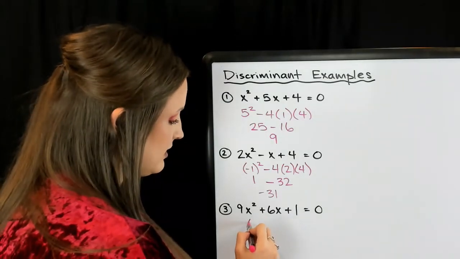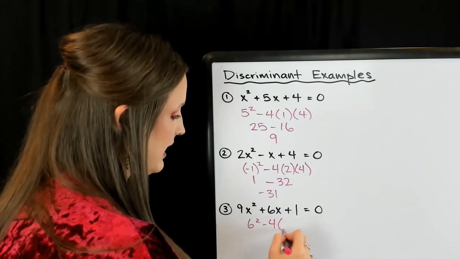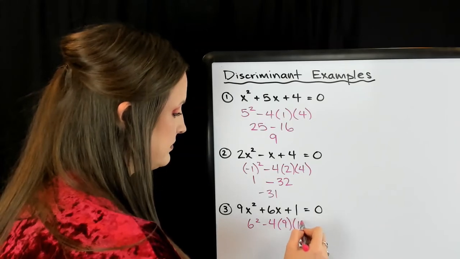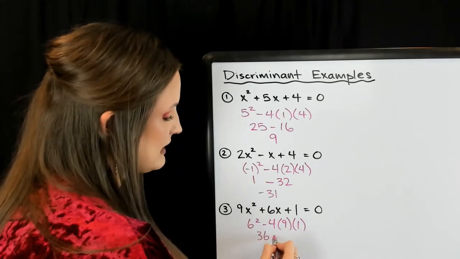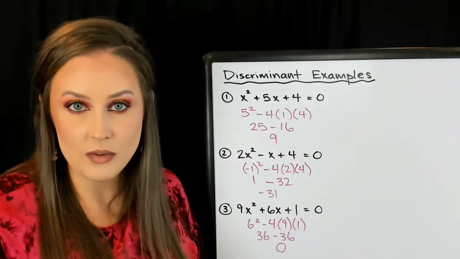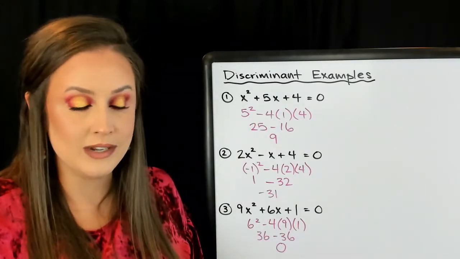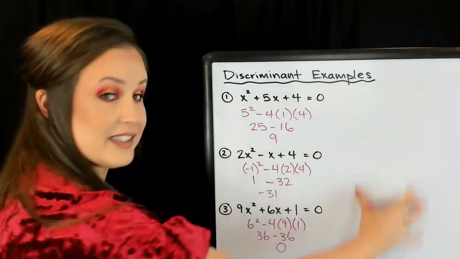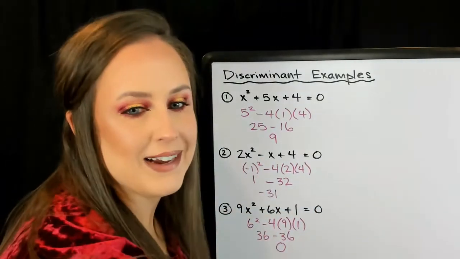So how about our last one? 6 squared minus 4 times 9 times 1. 36 minus 36 is 0. So anytime we get 0, that would be one real solution. So let me kind of summarize over here, and I'll come right back in just a second.